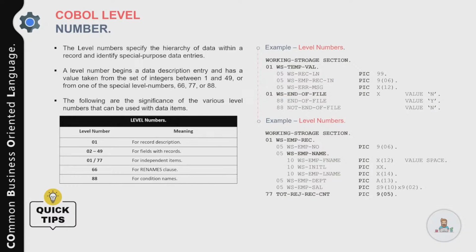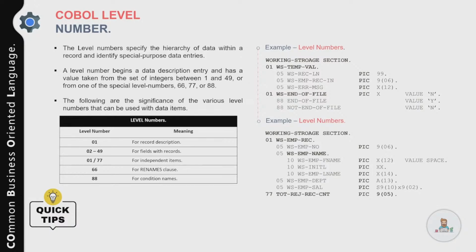So if you'll notice, the last variable, which is at level 77 and is used for defining an individual or independent item, is total-rejected-record-count. And remember, level 77 is only used for independent items. You cannot use level 77 for group variables, right?